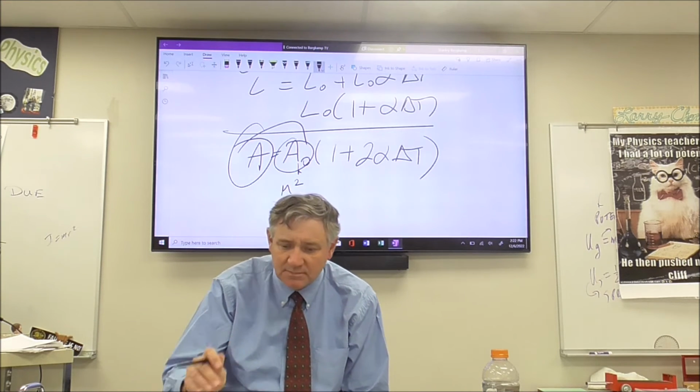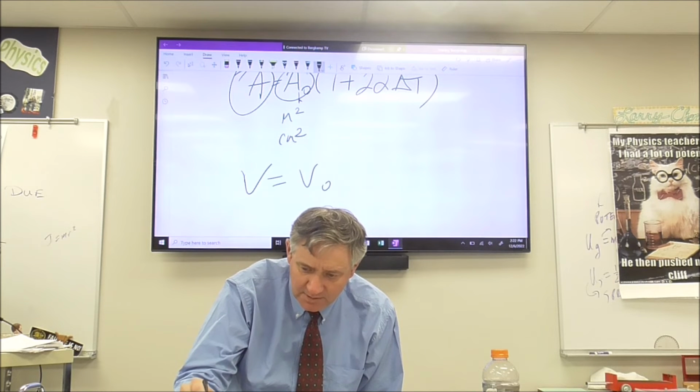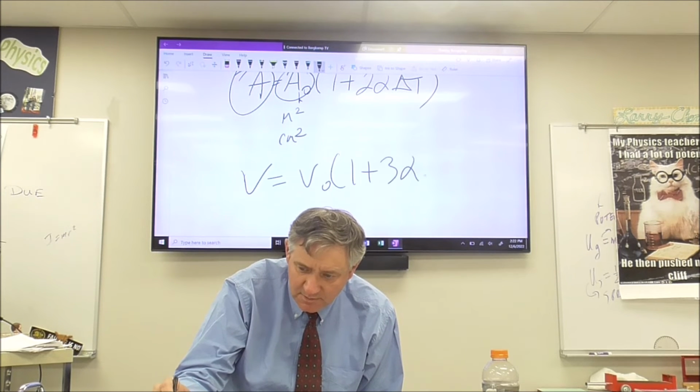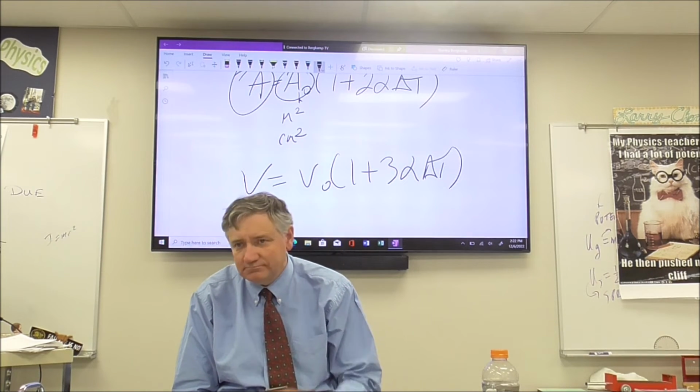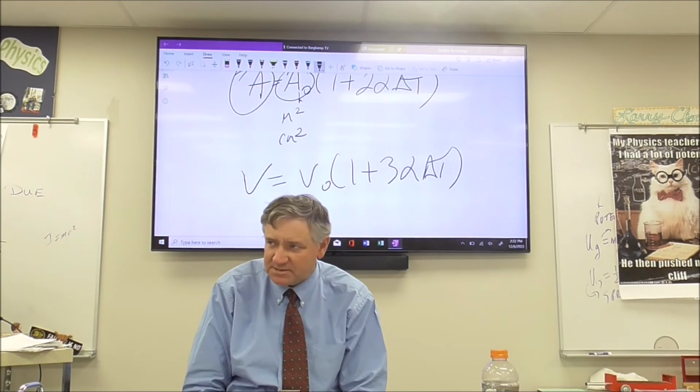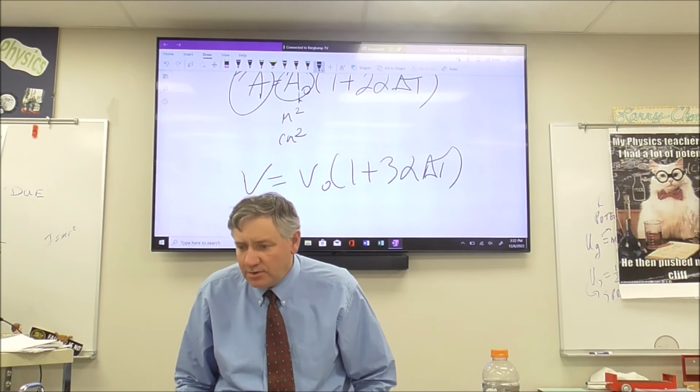Doesn't make any difference. Now, notice on volume, here's the pattern. Volume equals 1 plus 3 alpha delta T. Why does that have a 3 in front of it? Length times width times height. It expands in 3 dimensions. Okay? There you go.